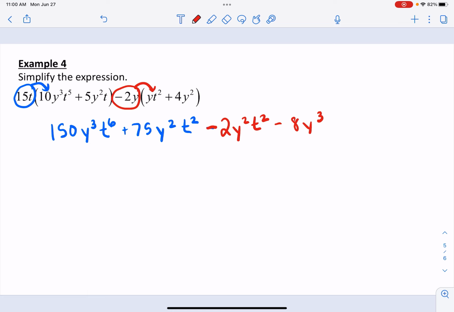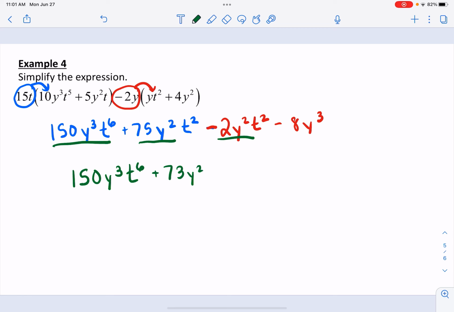Okay, let's see if I have any like terms. Both variables have to have the same power. So for this term here, I have nothing that combines with that, because I have no other y to the third and a t to the sixth power. But here I have 75 minus 2. That's a 73 y squared t squared and then minus 8y to the third.